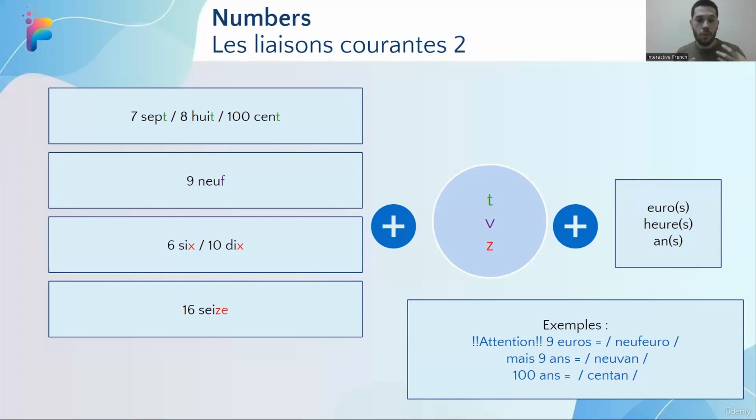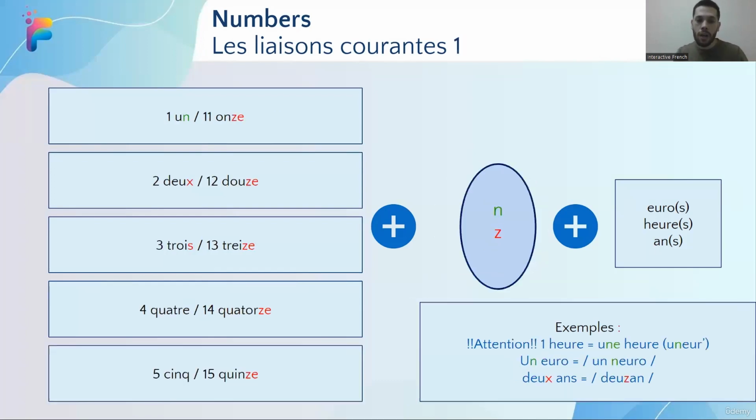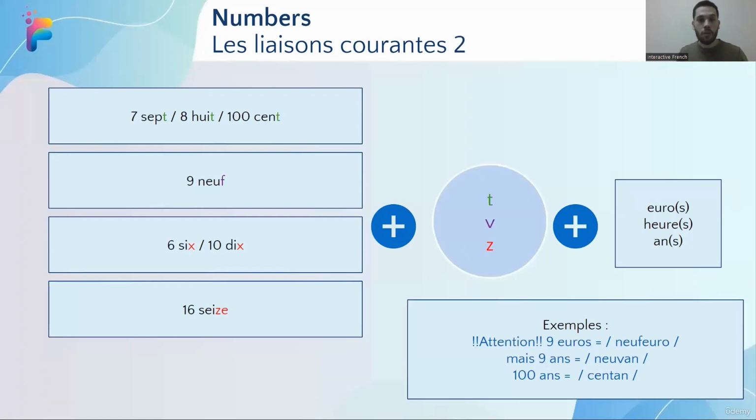Right, and that's all the liaisons courantes, right? We have a Z sound, the T sound, the V sound, and also the N sound for un. So that's basically it for les liaisons courantes.